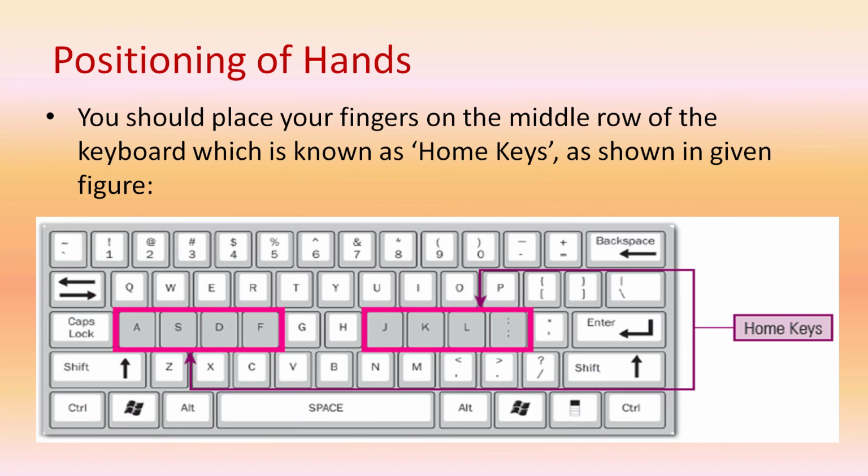Positioning of hands. When you want to start typing on a keyboard, your fingers of left and right hand must be placed correctly. As you can see on the picture, ASDF and semicolon LKJ. These are called the home keys.